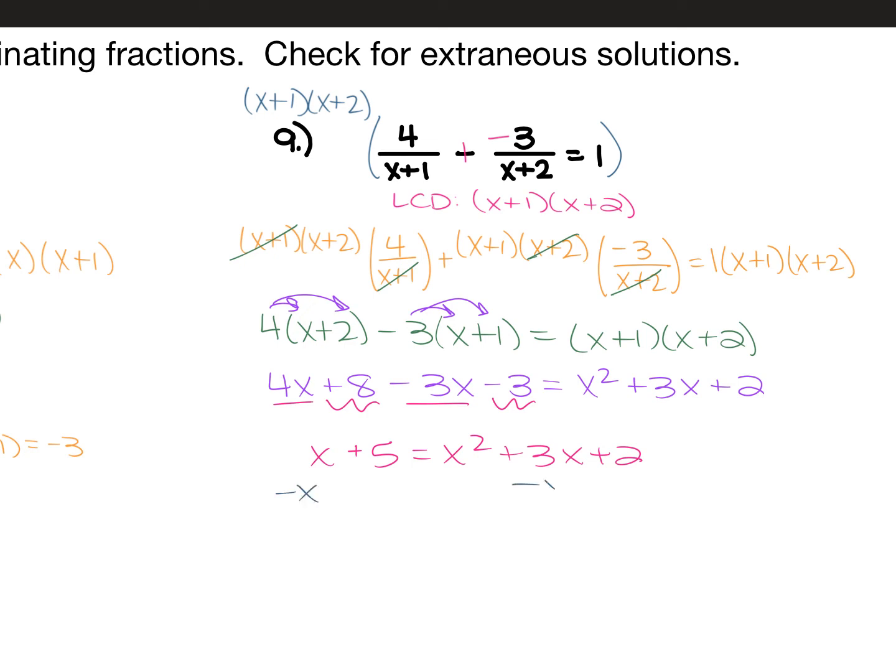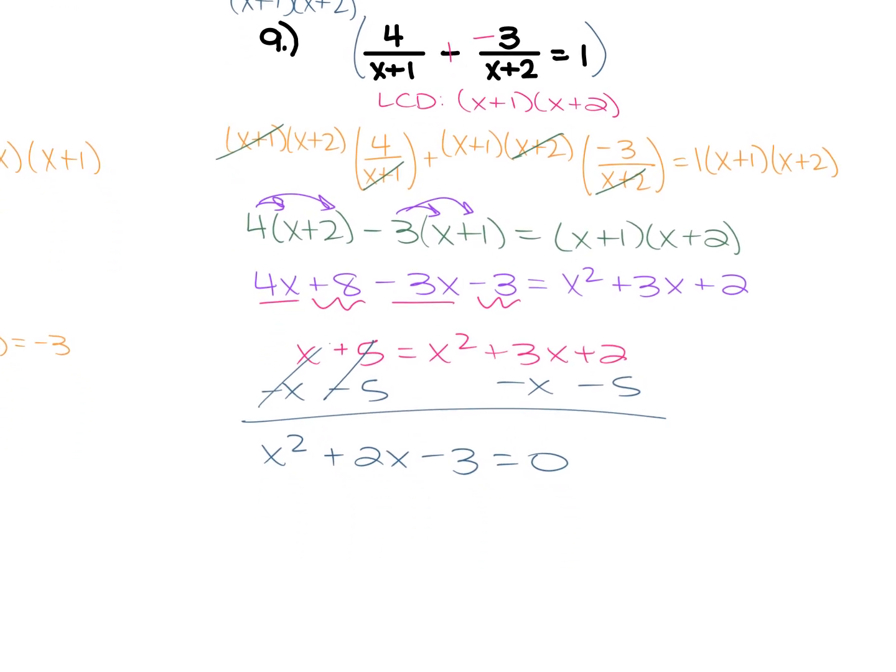Move your x over, subtract it from both sides. Move your 5 over, subtract it from both sides. This is going to give you x squared plus 2x minus 3 is equal to 0. This one factors out because your negative 3 has factors of negative 1 and positive 3 that add up to be positive 2. So this factors to give you x minus 1 times x plus 3 is equal to 0.